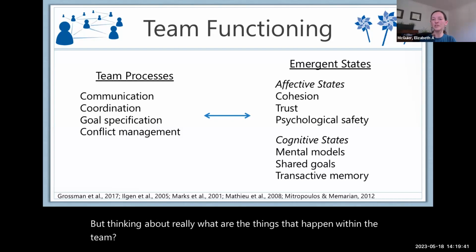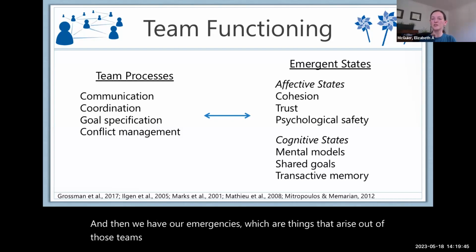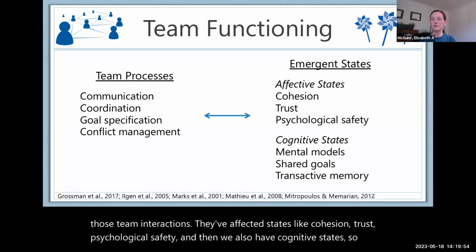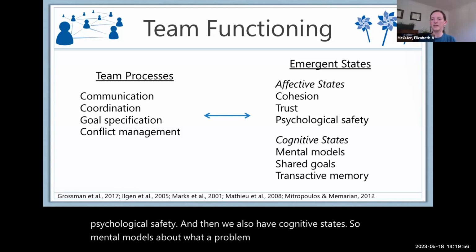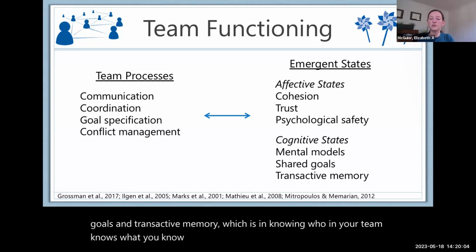And then we have our emergent states, which are things that arise out of those team interactions. So we have affective states like cohesion, trust, psychological safety. And then we also have cognitive states. So mental models about what a problem is or how to solve it, shared goals, transactive memory, which is knowing who in your team knows what. So you know who to go to for what knowledge.